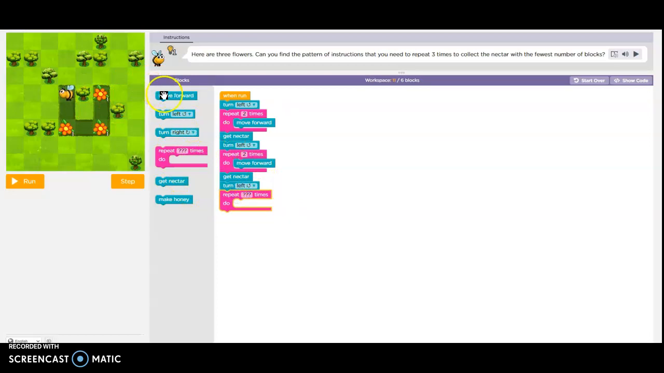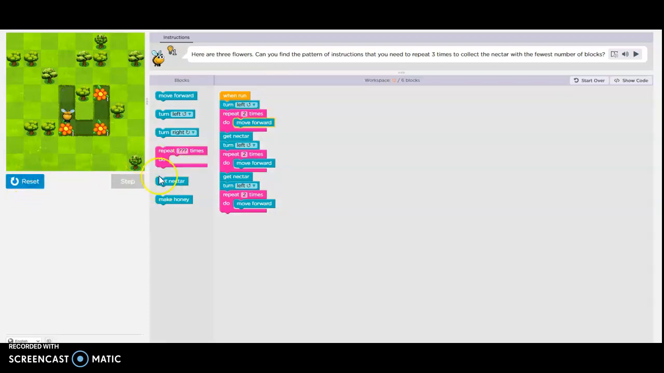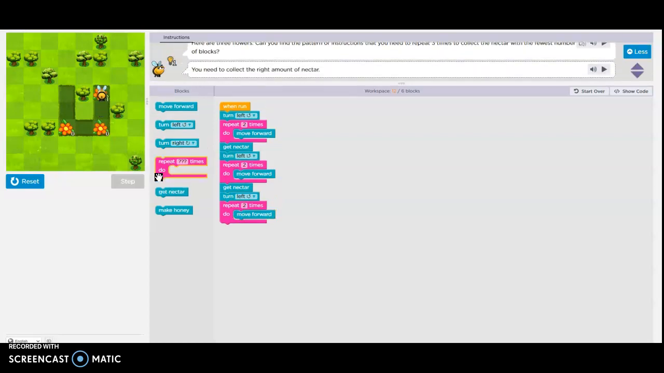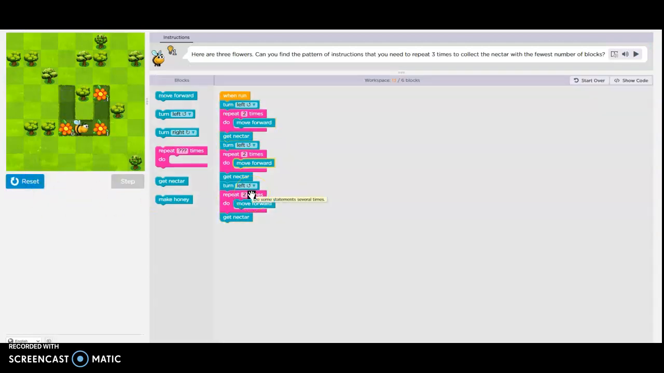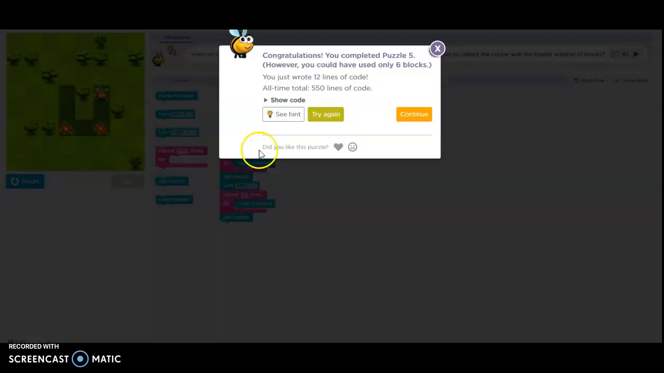Hooray! So we put the move forward block, and add the amount of times we have to move forward. What did we forget this time? Yes, good job. Get nectar. Now we did it. Yes, we completed it. So we completed the bee. We completed this level with the bee.